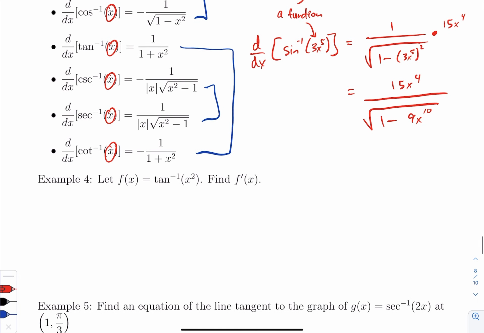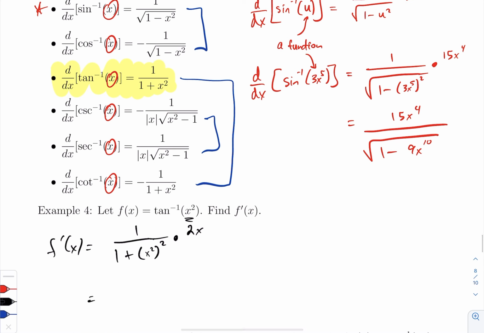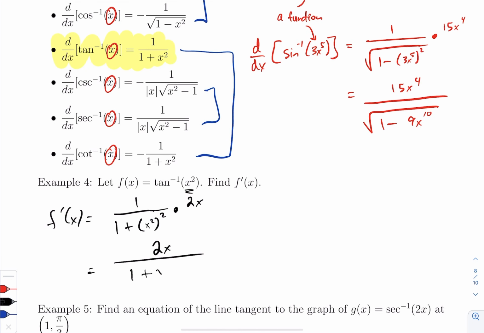All right, so a couple examples. This first one, let f of x equal the inverse of tangent of x squared, find f prime. So we're going to use this guy here. So we'll say f prime of x is equal to 1 over 1 plus, now the x here is whatever the argument is. The argument is x squared, so I need to square that, times the derivative of the argument, 2x. So this comes out to 1 times 2x, so that comes out to 2x over 1 plus x to the fourth.